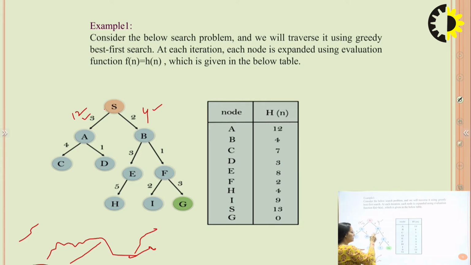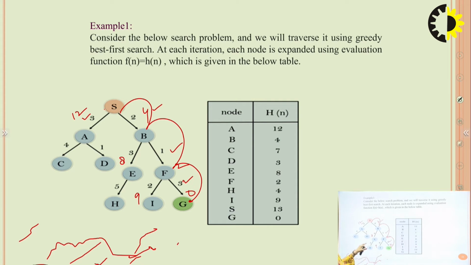Then B also has some successors: B to E and B to F. Now E to G has a value of 8, while F has value 2. Out of these two, this is the minimum, so I'll choose this path. F further has successors I and G. I has an Hn value of 9, and G has 0, so I'll choose this path. So certainly you will choose a path like S to B, B to F, and F to G. This is how you can say this search is the best first search.